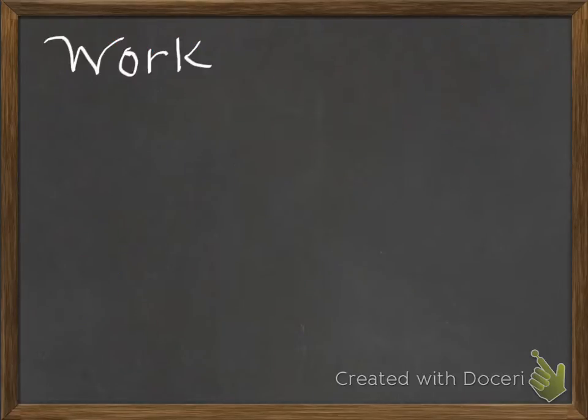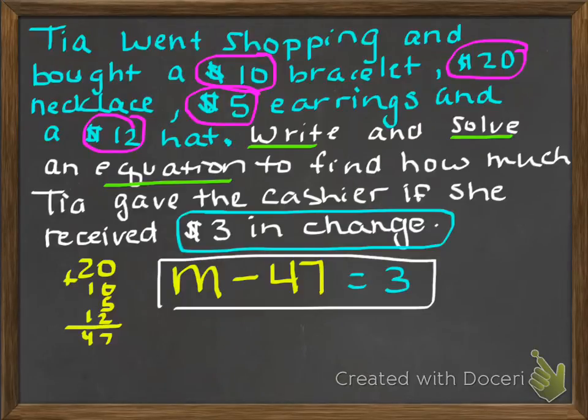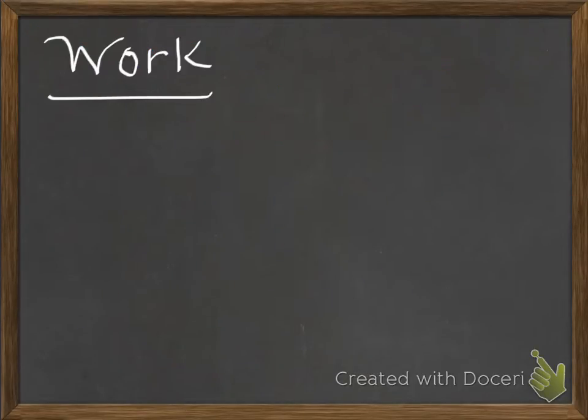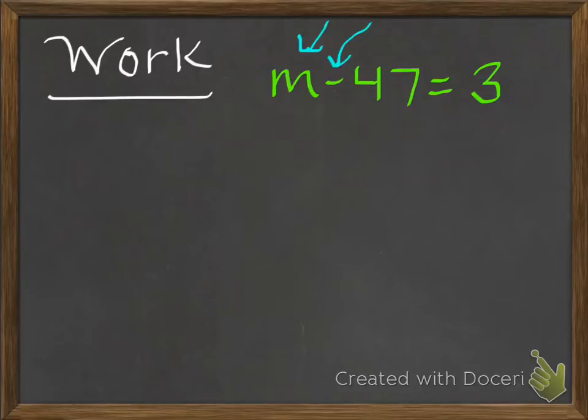On this screen, we're going to go ahead and write our m minus 47 equals 3, which we got from the previous screen. M minus 47 equals 3. And then we're going to start to solve the equation. So we want to ask ourselves, what's the variable? The variable is m. What's being done to the variable? 47 is being subtracted from it. And then remember that magic question, how do you undo subtracting 47? Well, you would add 47 to both sides.